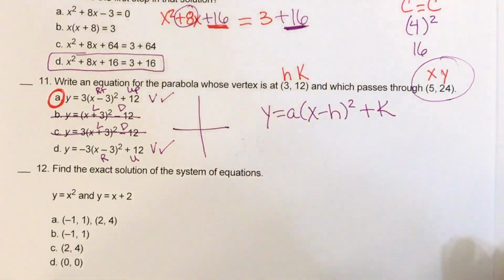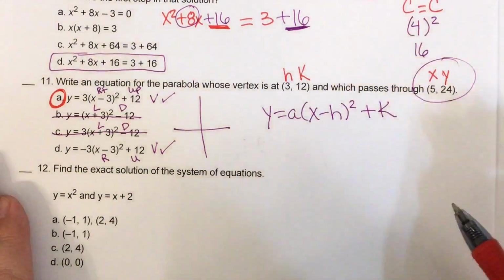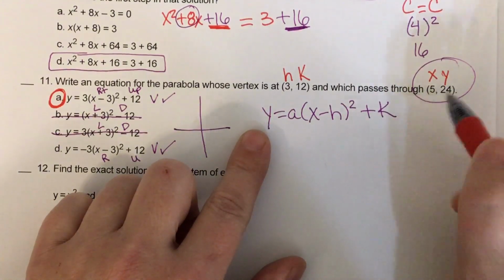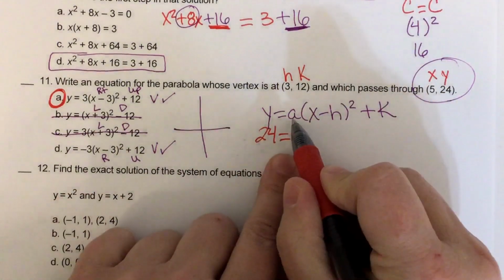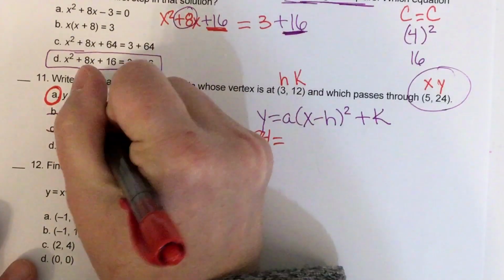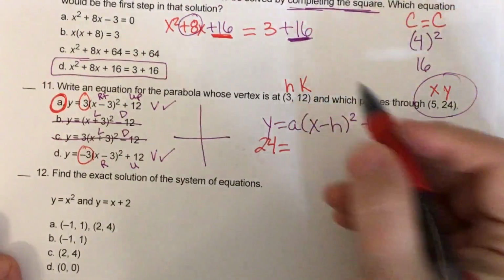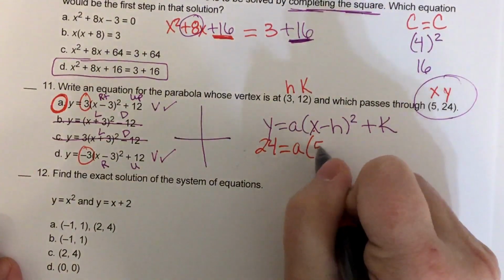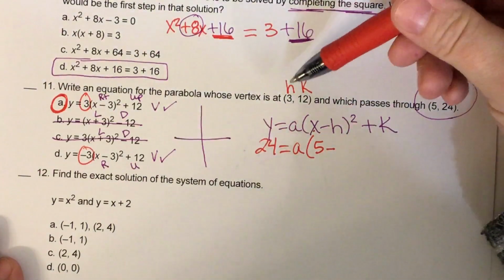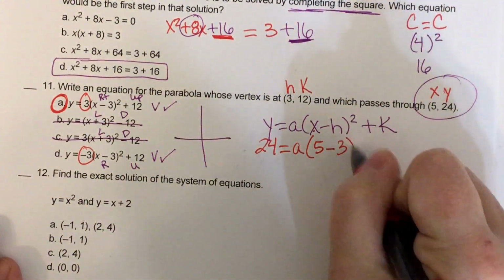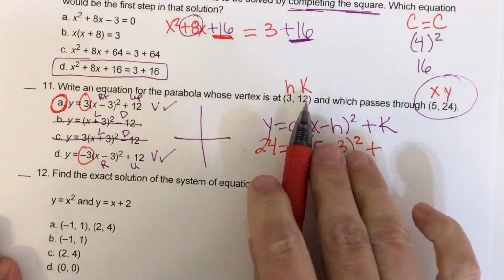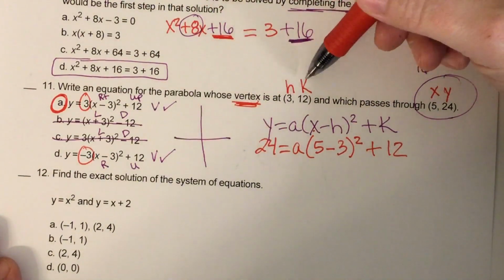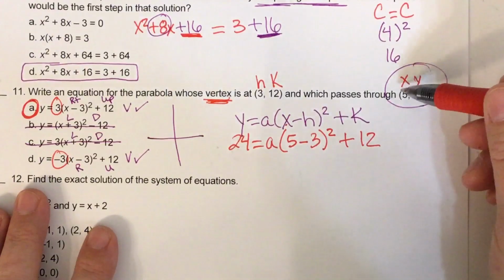Now, if this was not multiple choice, then I would have to plug everything in. So my y would be the y coordinate of the point it goes through. So my y would be 24. A is what I would be solving for, because this number in the front is your A, and that's what I don't know. My x coordinate is the 5, minus my h, which is the 3, close it, square it, plus my k, which is the 12. So the vertex is always your hk, and the point the graph goes through is always your xy.